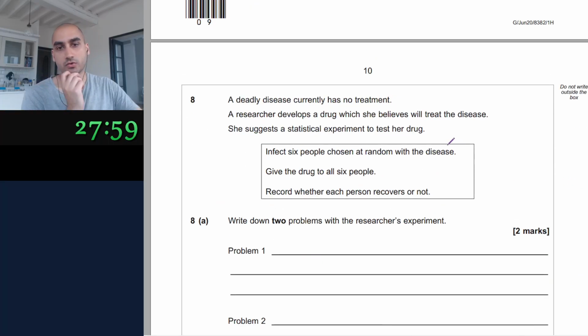A deadly disease currently has no treatment. A researcher develops a drug which she believes will treat the disease. She suggests a statistical experiment to test her drug. Infect 6 people chosen at random with the disease. Okay, I mean, they do studies like that. That's fine. People volunteer. They did that for COVID, didn't they? People actually volunteered to be infected with COVID. Give the drug to all 6 people. Record whether each person recovers or not. So there's no control study. Okay, let's see.